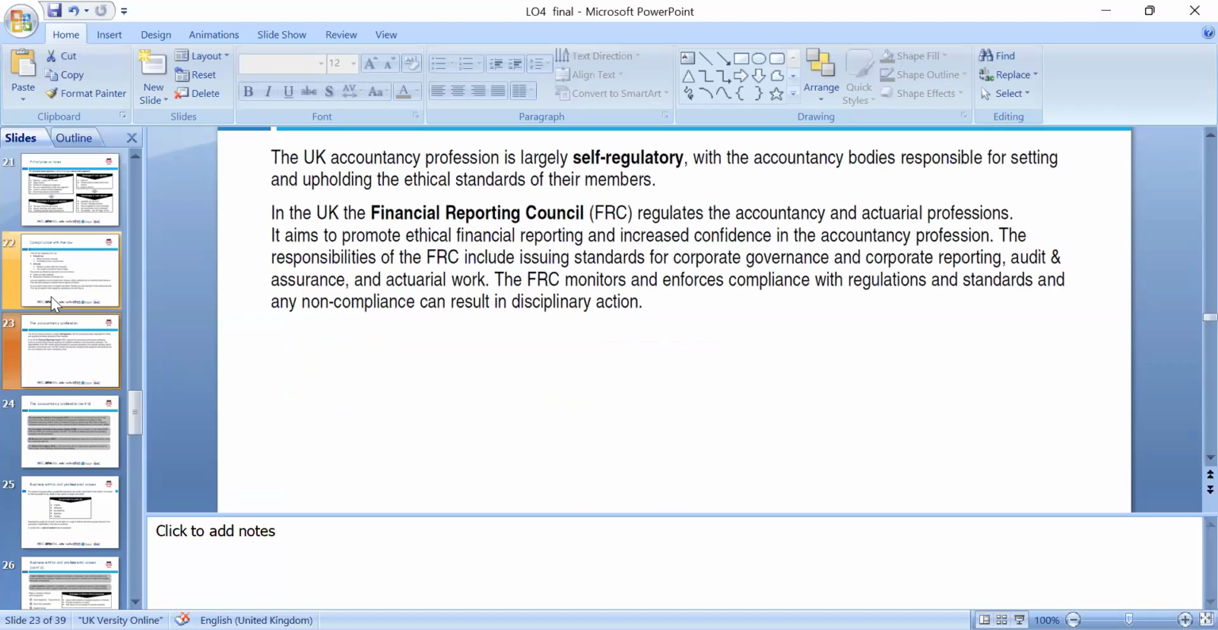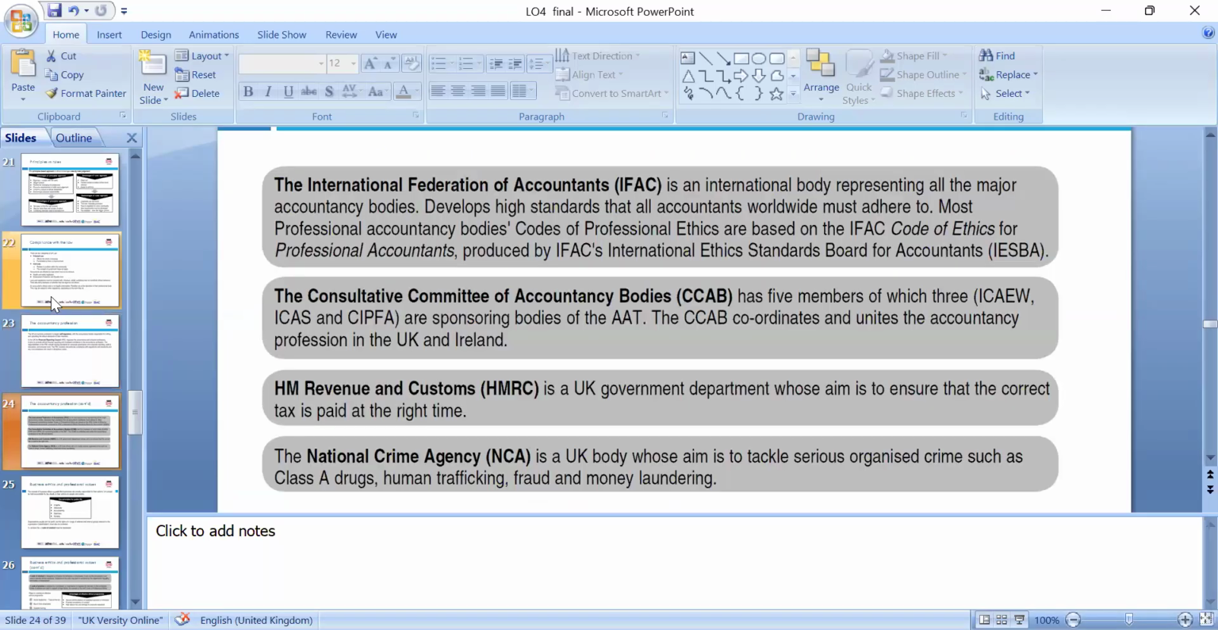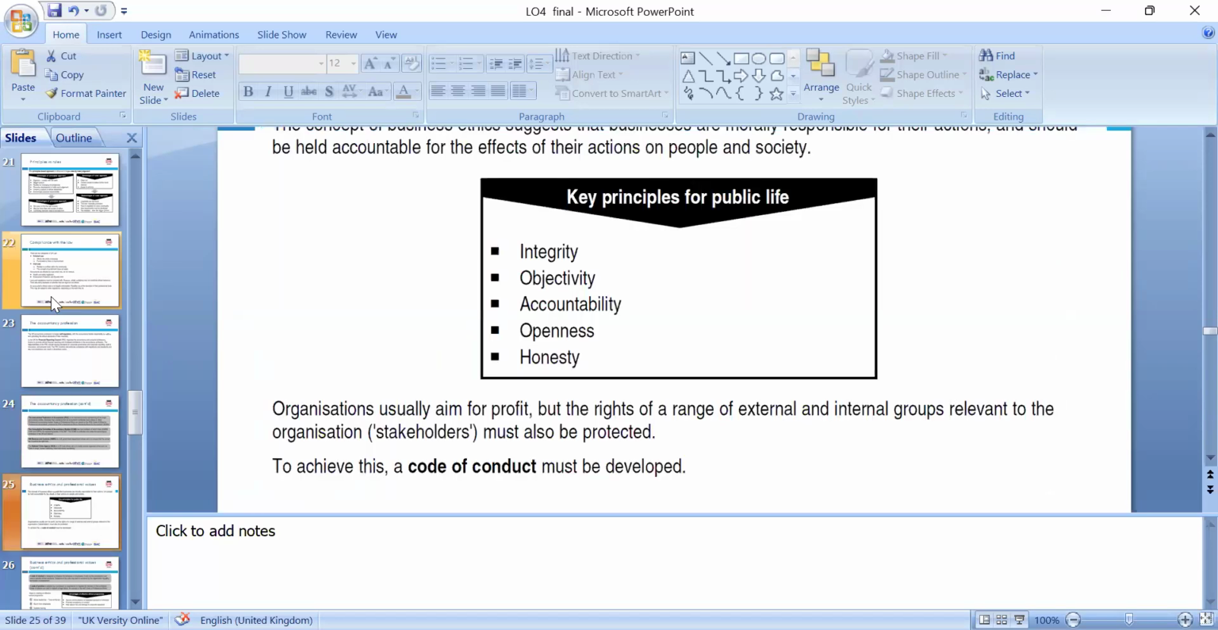Okay, self-regulatory accounting bodies are responsible for upholding the ethical standards, financial reporting standards, and regulation about the accounting profession. Please, we have the International Federation of Accountants, the Consultative Committee of Accountancy Bodies, HMRC, and the National Crime Agency.